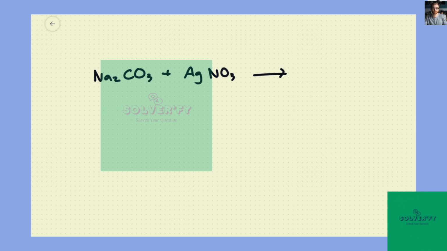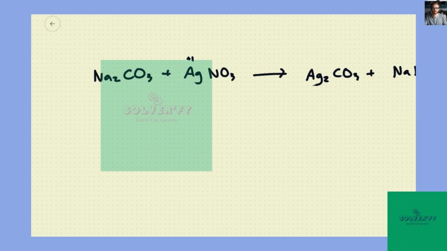And notice I'm not balancing this reaction yet, okay? And this would form solid silver carbonate. Now the silver, again, has a plus one charge here. So you would need two of them, carbonate here. And then you would need sodium nitrate, NaNO3. All right, so we first write out the reaction.